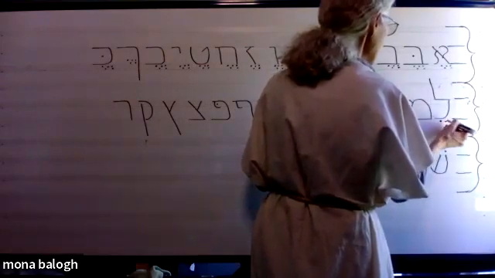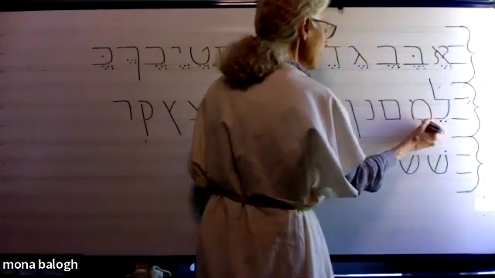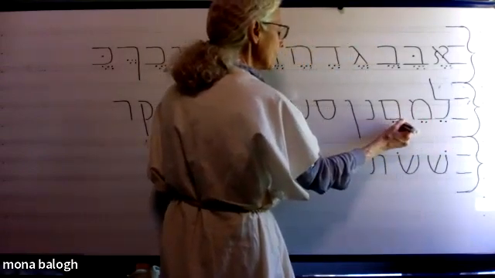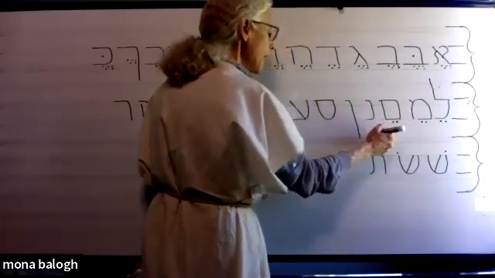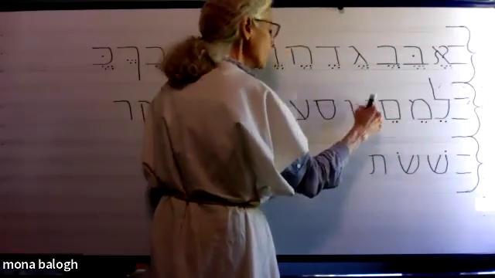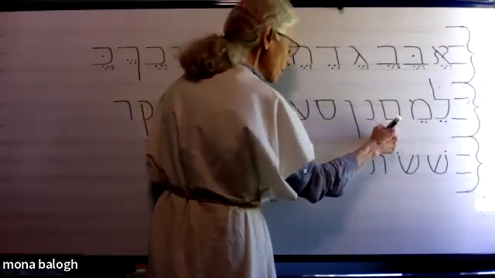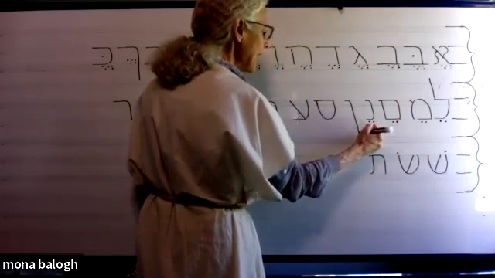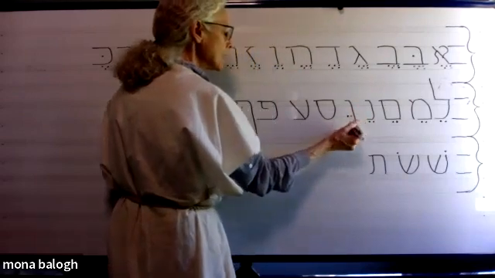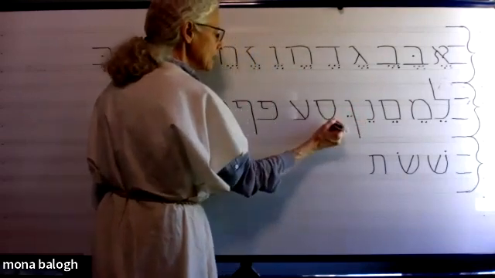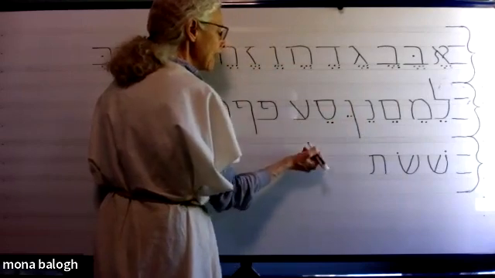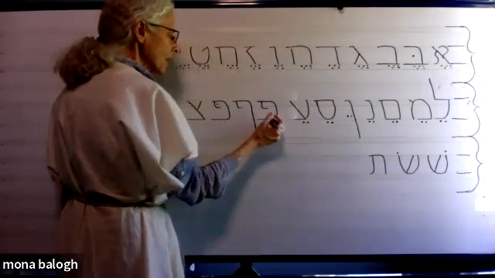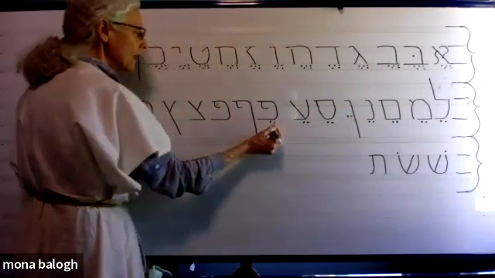Lamed seirei, lay. Mem seirei, may. Mem sofit seirei, may. Remember, it's the letter in the vowel. One vowel, one syllable. Nun seirei, nay. Nun sofit seirei, nay. Samech seirei, say. Ayin seirei, ay. Fe seirei, fay.